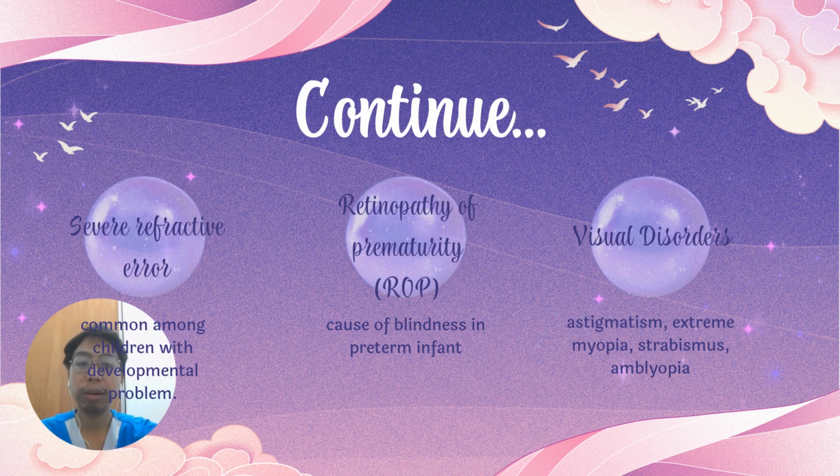And then retinopathy of prematurity, or ROP, which is a cause of blindness in preterm infants. Or we can say it in another way, which is babies born before full term, retinopathy of prematurity (ROP).